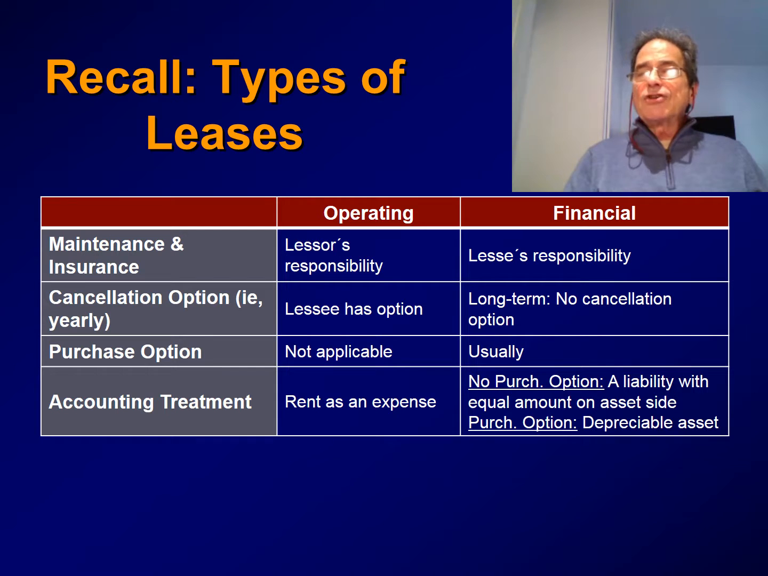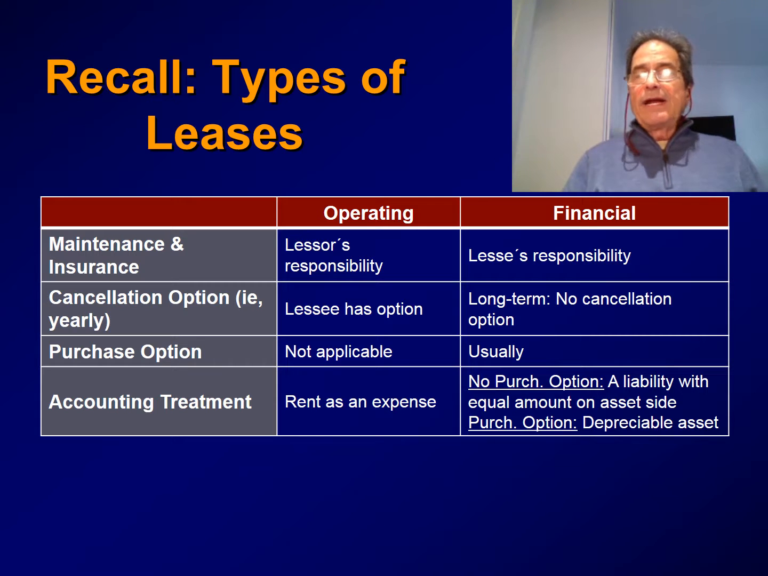In terms of the cancellation option, meaning the option to stop the contract at any time, this is an option that usually exists in the operating lease, usually once a year or so, whereas in the financial lease, this option does not exist. As to the purchase option, meaning the option to buy the property at the maturity of the contract, this is not applicable in the case of the operating lease, whereas it usually applies in the case of the financial lease.